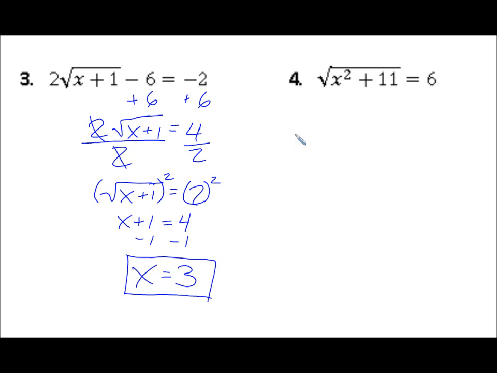Square roots can have what are called extraneous solutions. And what that means is you solve it out correctly, but you get one answer that if you plugged it back in, it would not work. So we need to be aware of that.